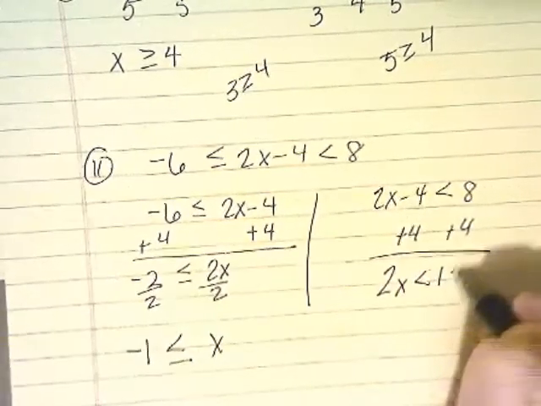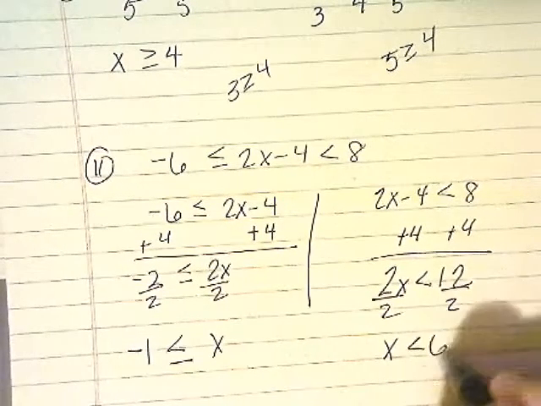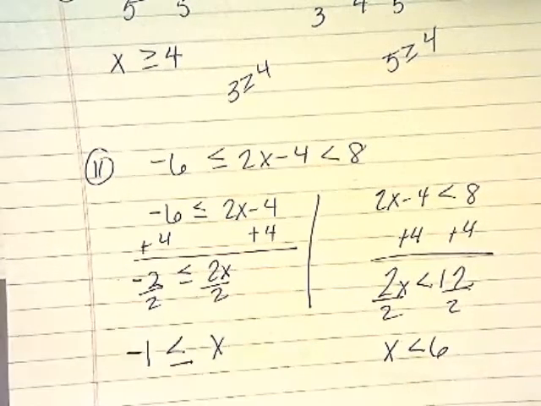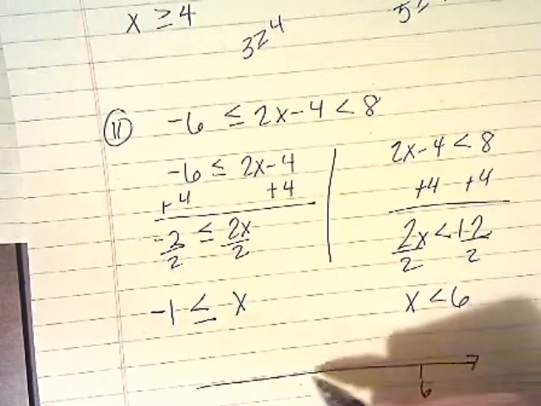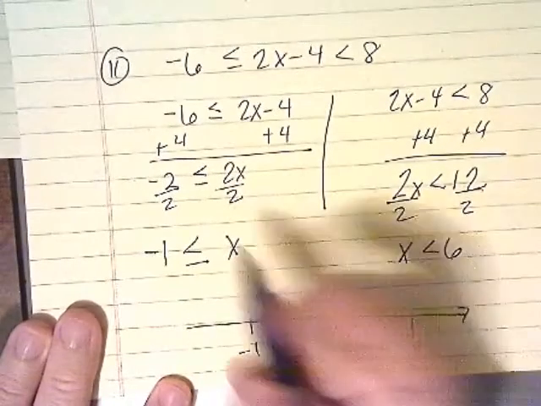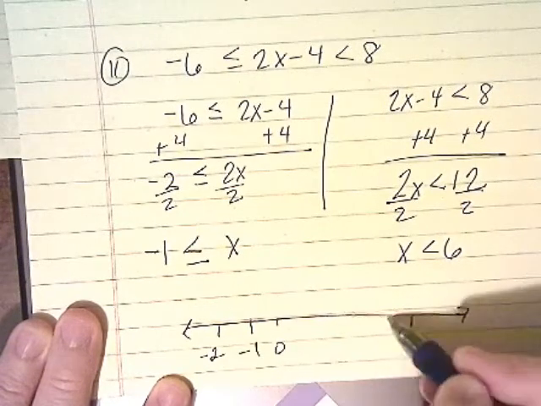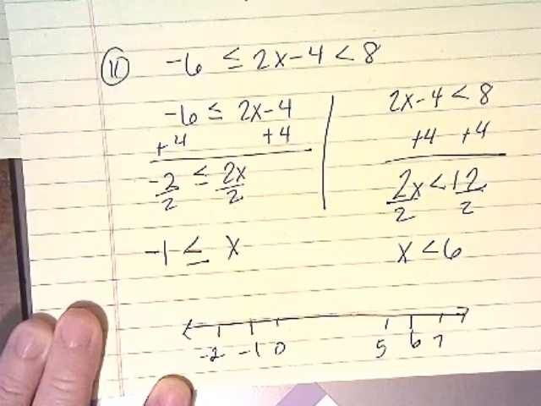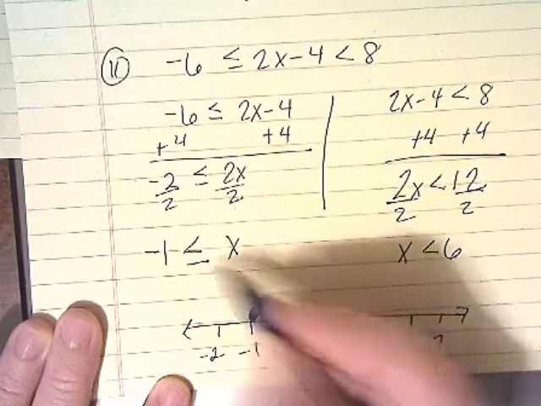2x is less than 12. Divide by 2. X is less than 6. So on the number line, I'm going to need to have 6 and negative 1. Well, over here at negative 1, there's negative 2, and there's 0, there's 5, and there's 7. At negative 1, I need a colored in dot because it has an underscore.